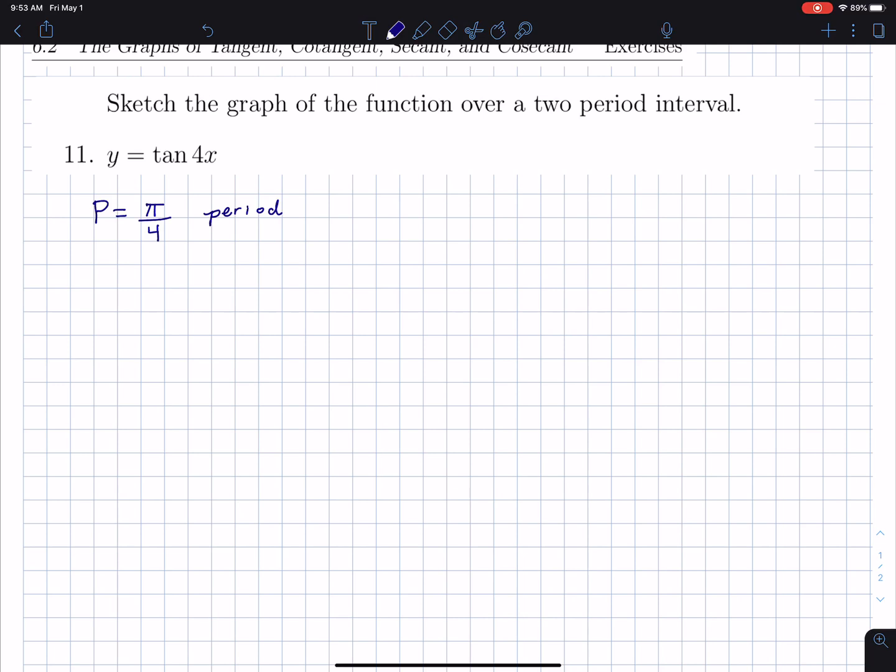And you could do a half period. Now, why would I do a half period? Because the distance between the x-intercept and a vertical asymptote is half of the period. So this is going to be 1/2 of pi over 4, which is pi over 8. There's no shifts right or left.